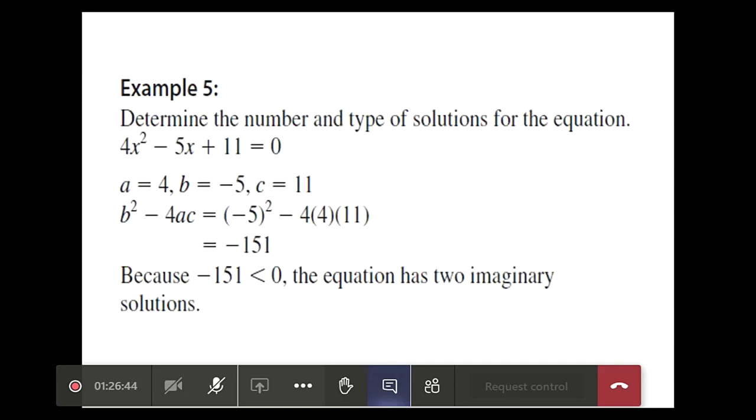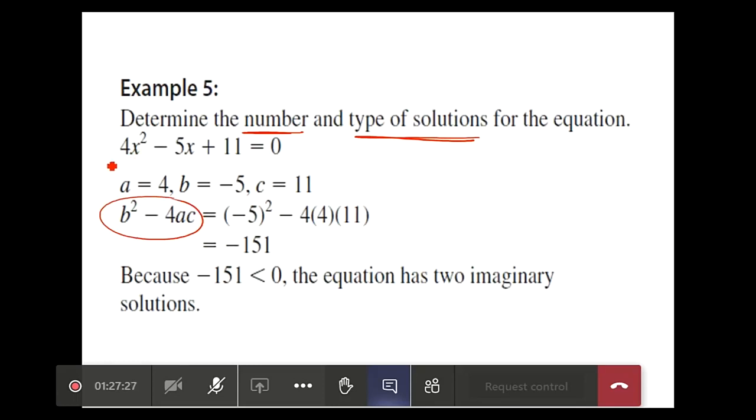Okay, example number 5. Determine the number and type of solution for the equation. Here we need to determine the number and type of solution. Type of solution: real solution, complex solution. This is two types. But the number of the solution, we have two solutions or one solution: two real solutions or one real solution or two complex solutions. Okay, now we must find the discriminant b square minus 4ac.